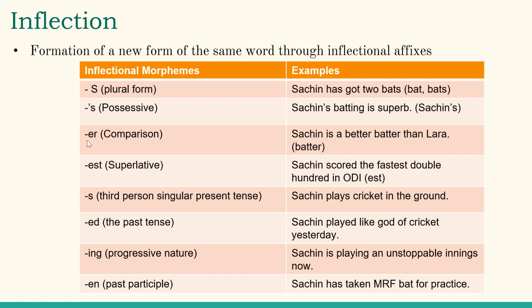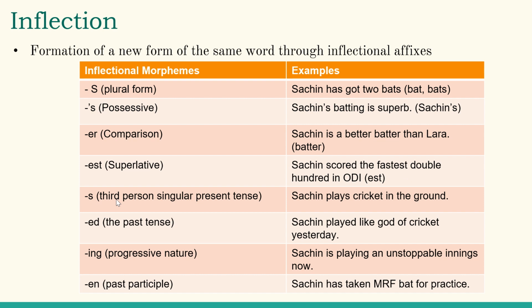Another type of it is ER. ER is for comparison. Sachin is a better batter than Lara. Batter. You can see that he's a better batter than Lara. So we have got a new word there. EST, superlative. So this is going to convey the superlative fact of it. Sachin scored the fastest 100. EST. The fastest 100 in ODI.